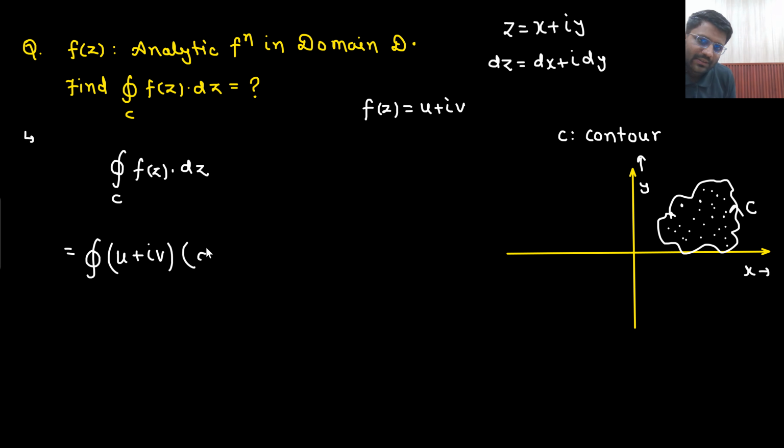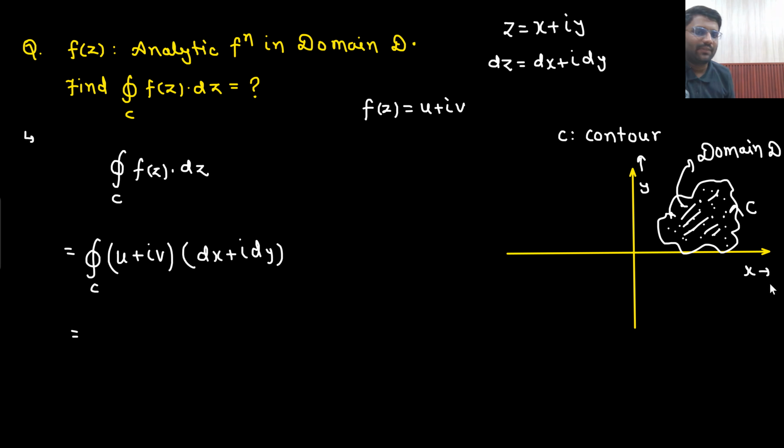And what is your dz? So dz is nothing but dx plus iota dy. Along the curve C you are moving, and it is analytic in domain D. What is domain D? Whatever is inside, this is known as your domain D. The function is analytic in domain D. What is the meaning? That we will see later on.